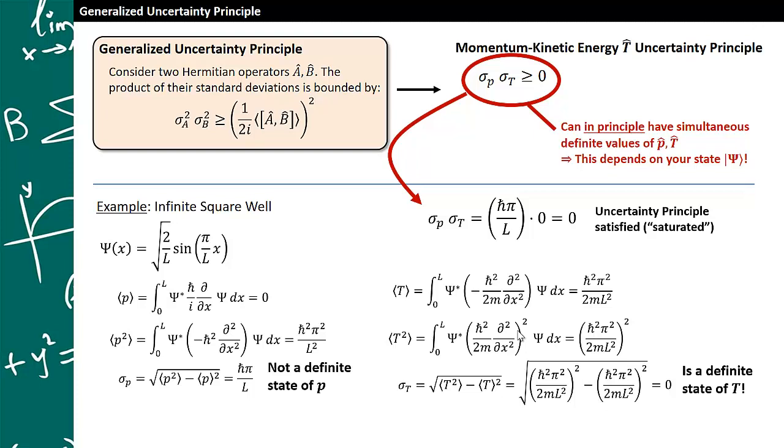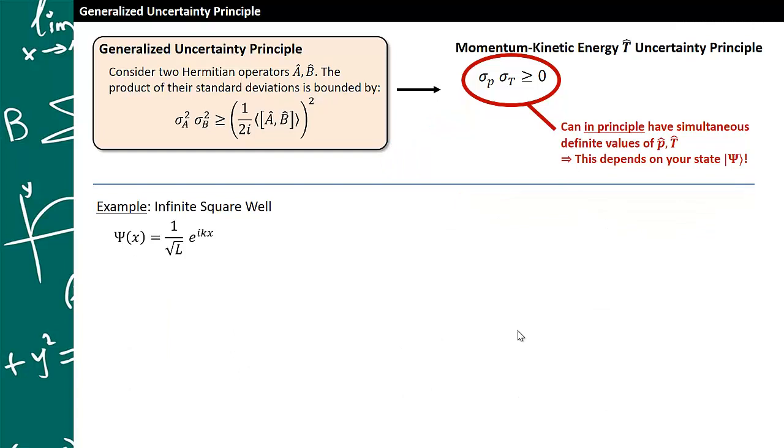Okay, in this particular case, we were in a definite state of kinetic energy, but we weren't in a definite state of momentum. Can we be in a definite state of both momentum and kinetic energy? Sure, I think we can. We just have to be a little bit more creative about the state that we're interested in. So again, this all depends on the state that you choose. So let's choose a different state.